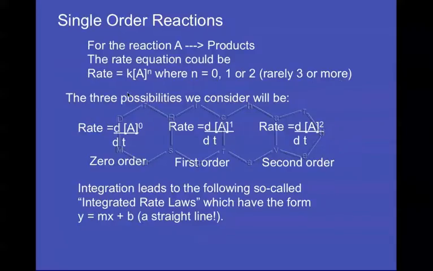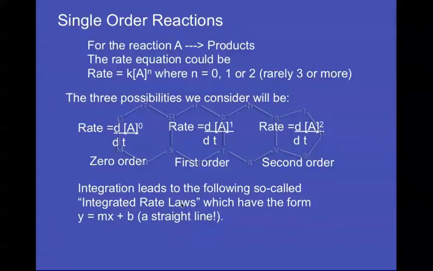So if we take this and we convert this into a derivative type equation, realizing that the d here is similar to change or delta, and so the rate is going to be the change in concentration over the change in time in each case. And what we're doing is we're substituting the value of n for 0, 1 and 2. We end up with these derivative type equations. And since they're derivative type equations, they can be integrated.